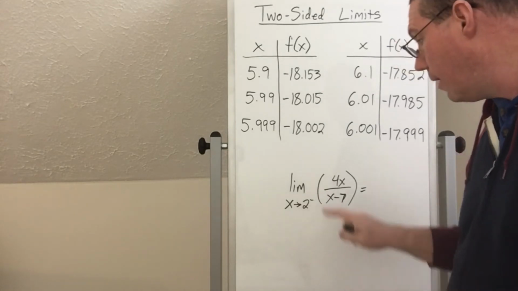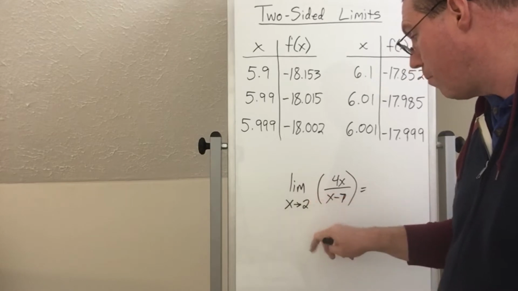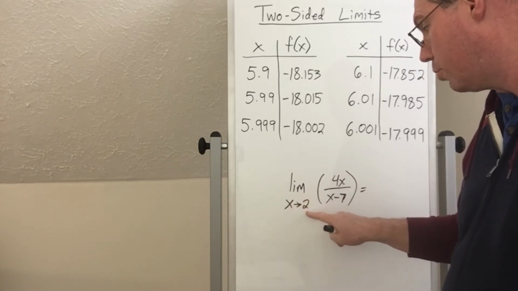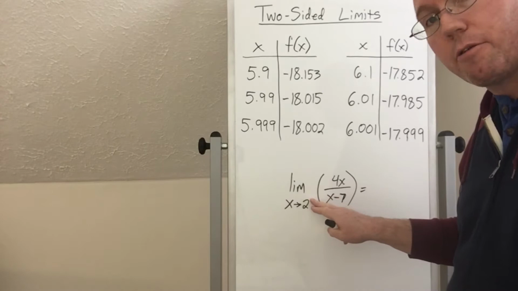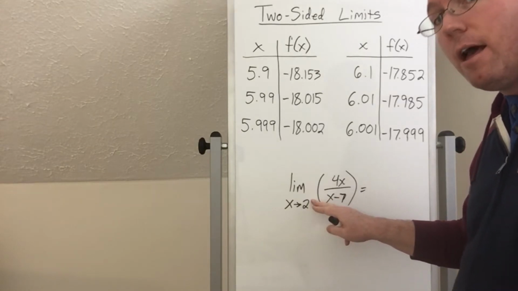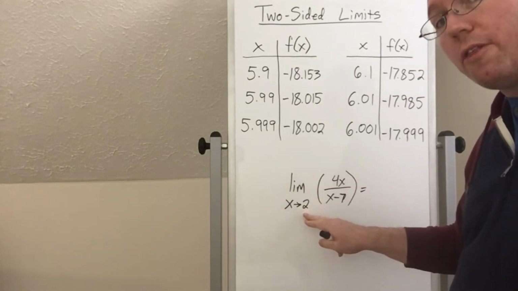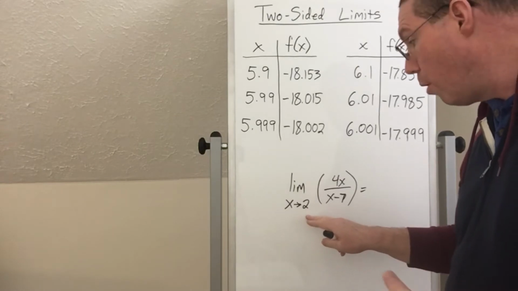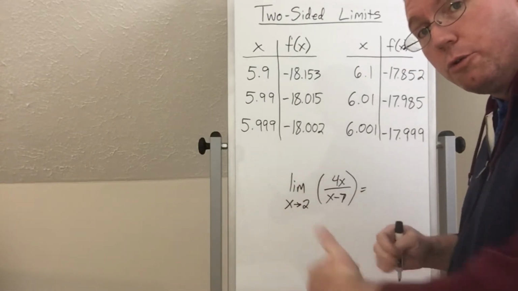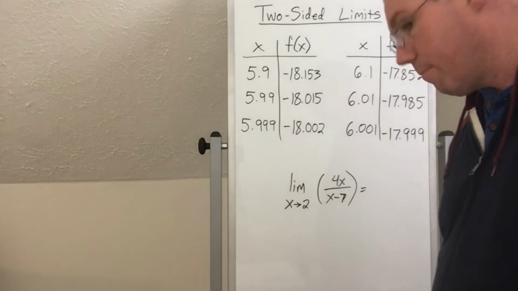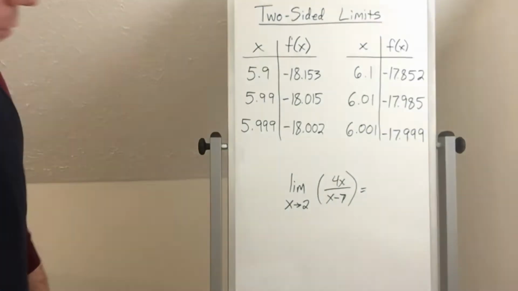And then a two-sided limit very simply just doesn't have this superscript. It just says the limit as x approaches 2. So when it doesn't have the plus or the minus here, it means approaching 2 from both the left side and the right side, meaning a two-sided limit, okay? So that is just a quick review of what it looks like.